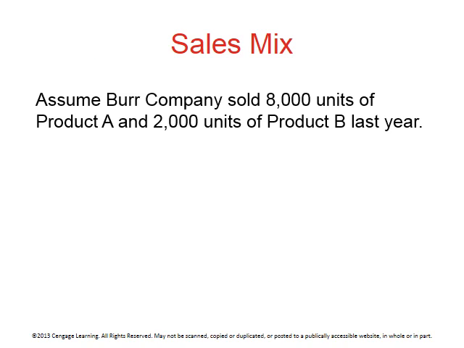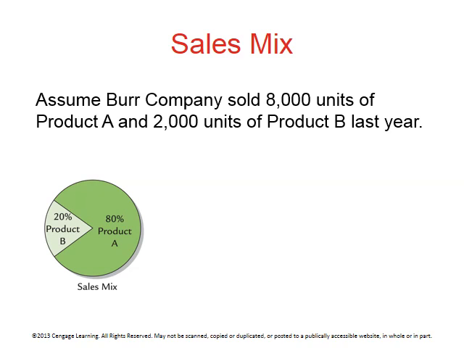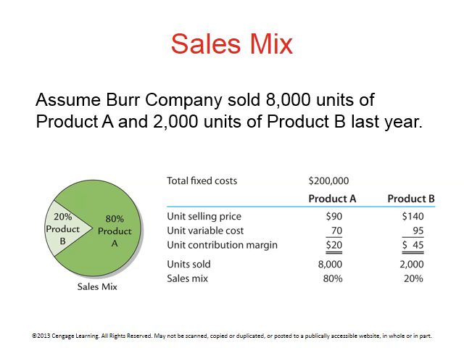So let's look at the Burr Company. We sold 8,000 units of product A and 2,000 units of product B. So here's our sales mix, 80% A, 20% B. If we look at our numbers, our selling price, variable cost, unit contribution margin for each, our units sold, and then our sales mix, we just calculated 80% and 20%.